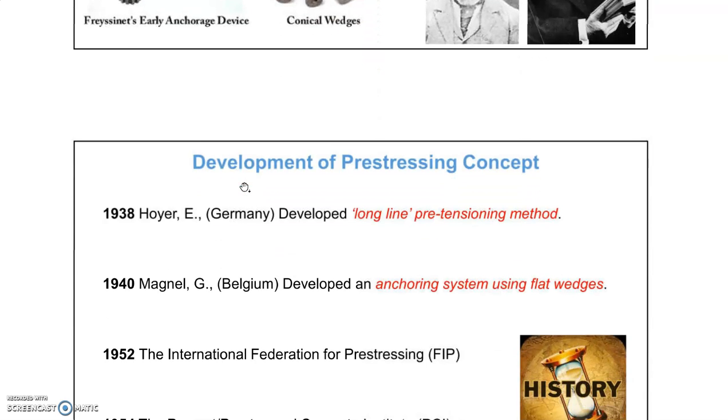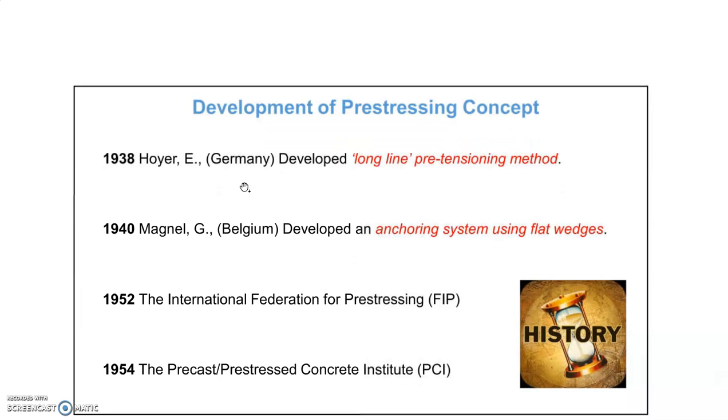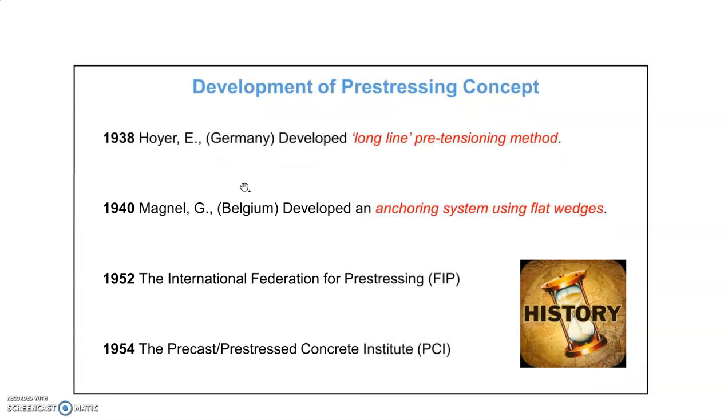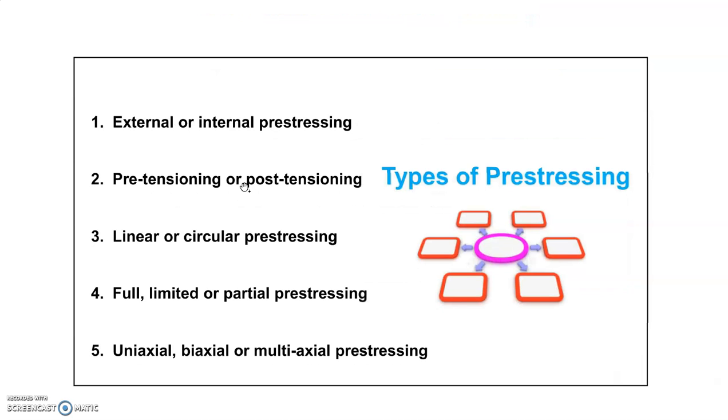In 1938, Hoyer developed a long line pre-tensioning method. This topic will be discussed in the subsequent classes. In 1940, Magnel developed an anchoring system using flat wedges. In 1952 there was a federation for pre-stressing, and in 1954 there was an institute for pre-stressed concrete structures. Now next we will discuss the types of pre-stressing.